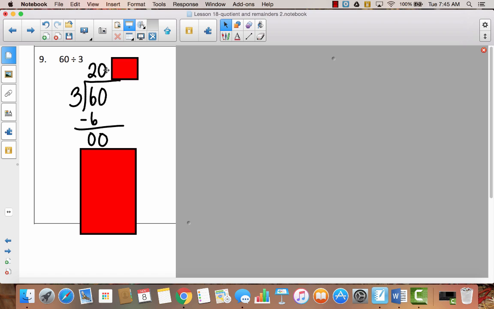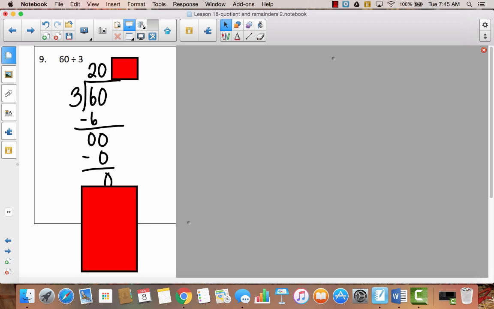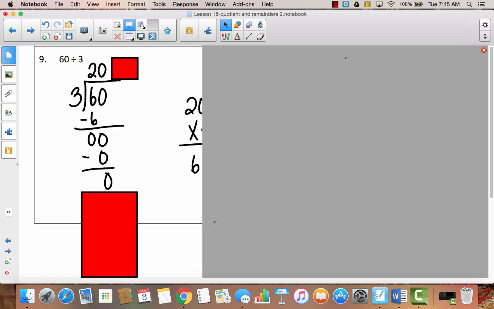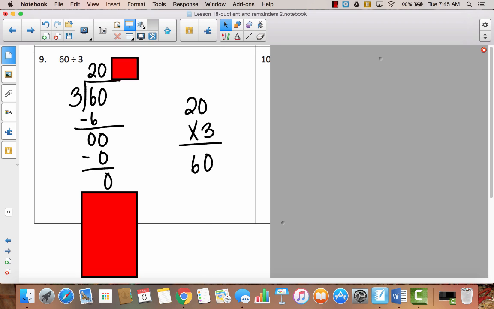So I went ahead and multiplied this out. I really didn't have to, but I did. So that would be 0 times 3, which is 0, and 0 minus 0 is 0. So I had no remainder. Then I checked my work, 20 times 3, which gave me 60. All right, so let's take a look at problem number 10.